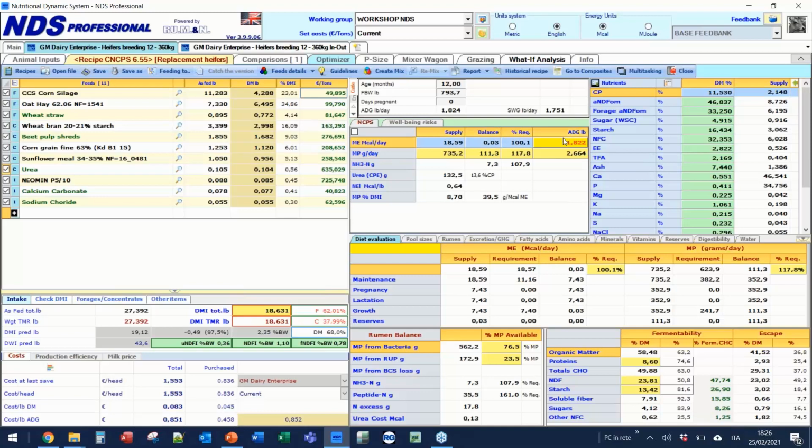This is the value we need to target, and for growing heifers, we want to stay around 98 to 100% of the requirements. We pay attention when we supply more energy, because we do not want our heifers to get fat, but the goal is to stay around 100%. What about the protein side?